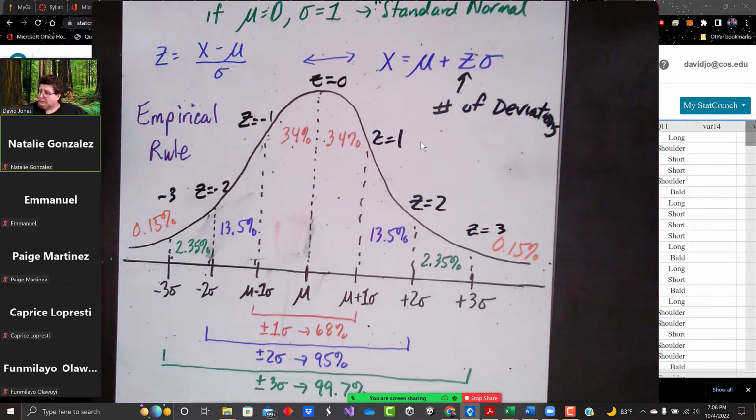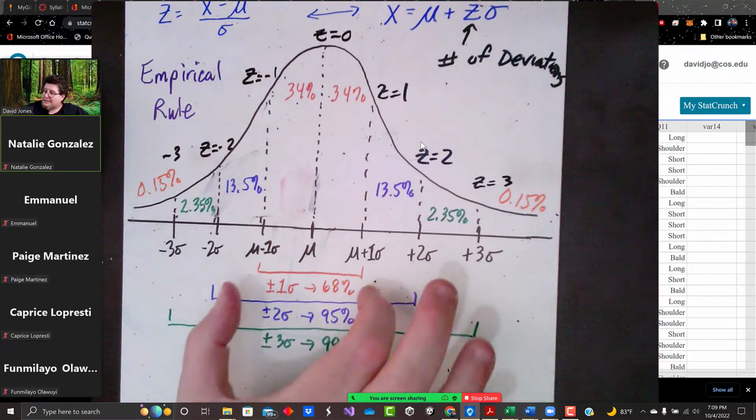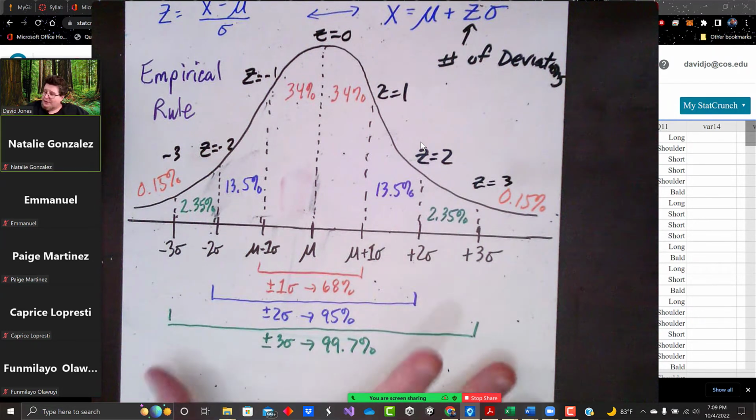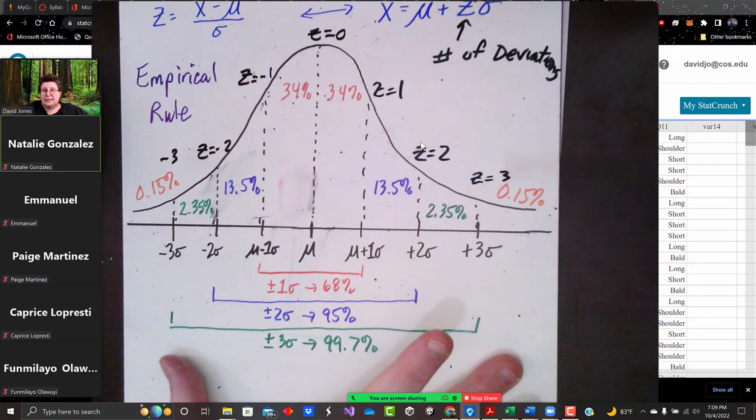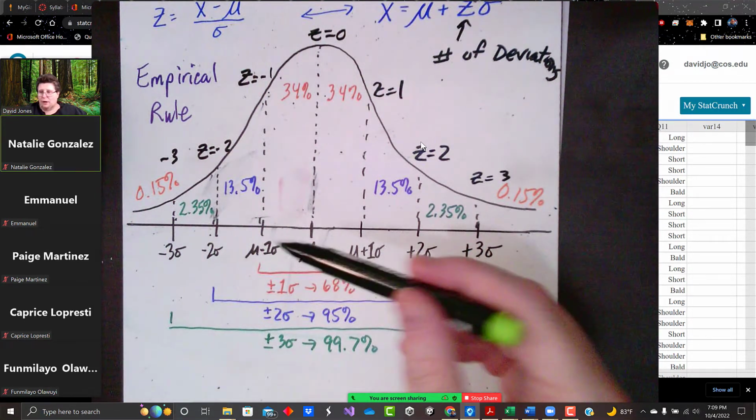The empirical rule. You should hopefully have this table memorized. It comes up enough that you want to have it available. You don't want to have to go looking for it when you've got a limited amount of time for a test. Within 1 standard deviation is 68%. Within 2 is 95%. And within 3 deviations is 99.7%. We can see the sub percentages here.